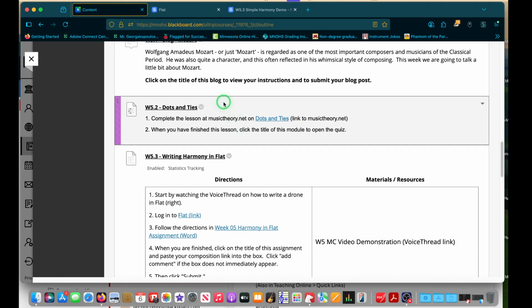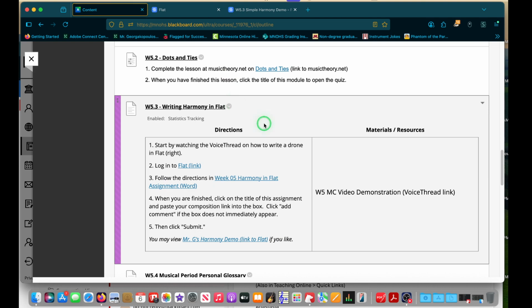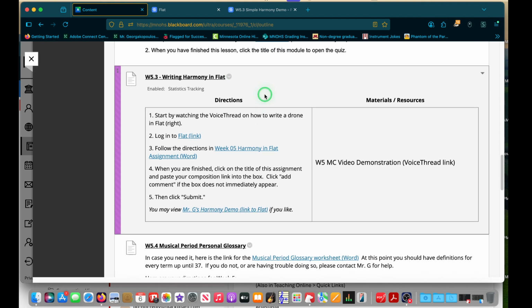Going a little bit further down, we come to our musictheory.net assignment, which is all about dots and ties. These are both things that influence the rhythm of a song. Dots, you can think of these as sort of like subtraction, in that they shorten the duration of certain notes that they are attached to. Whereas ties are the opposite. You can think of these like addition, where they increase the duration of notes. So you'll learn about both of those things in this assignment. However, you will not need to incorporate those things for your microcomposition.